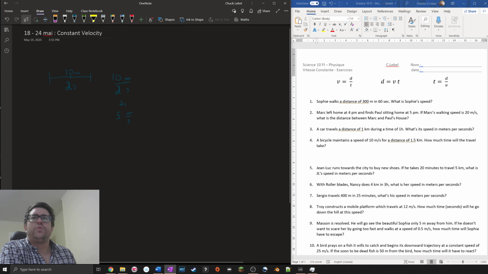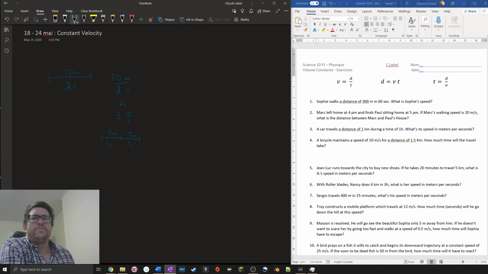And so we could recreate this situation by having someone walk at this speed. For the first second, they will travel 5 meters. And for the second, they will travel another 5 meters. Grand total of 2 seconds and 10 meters. We're back to this situation.